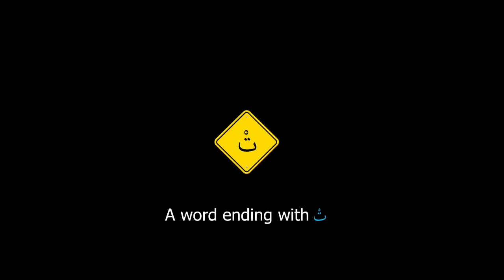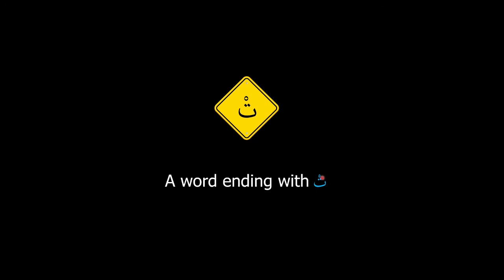Now let's go over the common signs of a fi'l. A word ending with a ta and a sukun. So if you see a word ending with a ta and sukun, 99% of the time it will be a fi'l. Let's go over a few examples. Darabat. Again, you see the ta and the sukun right at the end here. Therefore, we know it's highly likely it's a fi'l, and it is.